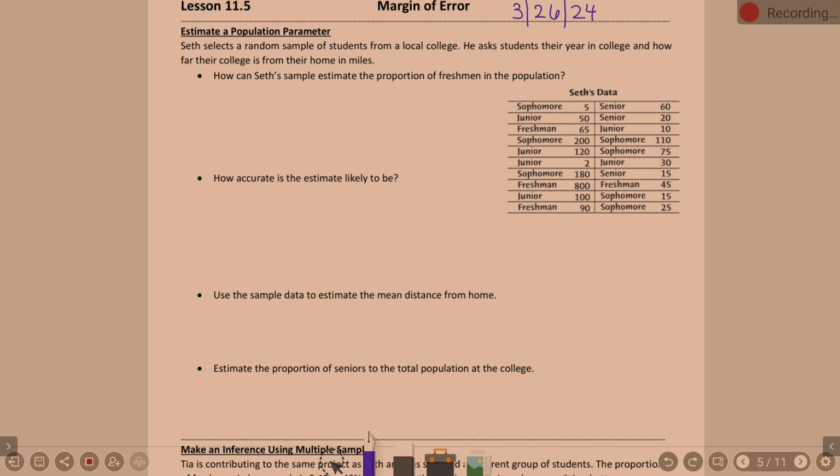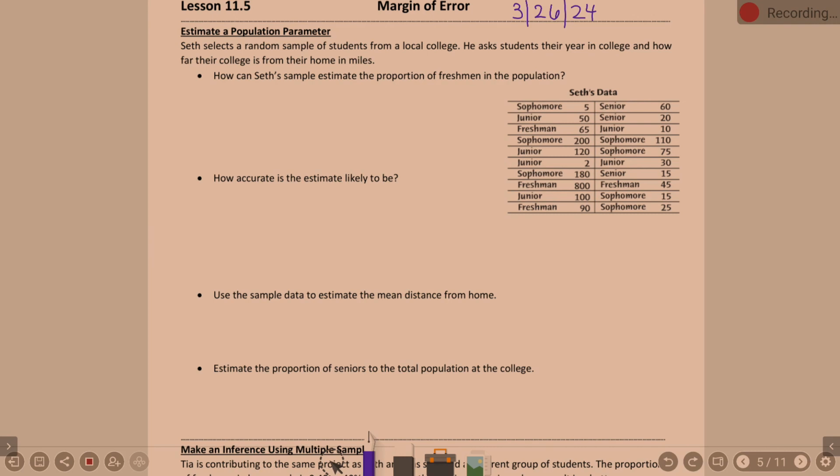So can we count up freshmen here? Can we count up how many people Seth has data from? And use that to estimate the proportion of freshmen. So the idea is you estimate from the sample, and that sample represents the population. Now, how well it represents will depend on how he surveyed people. If he truly got a random sample, then this should be a good representation.